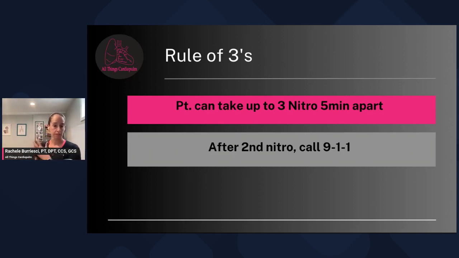In this process, you are taking vitals and assessing your patient because you have to be aware that this could progress. After 5 minutes, if the angina has not resolved, they can take a second nitro. After that second nitro has been taken, you are calling 911. If the angina still has not resolved, they can take up to 3. They should not take more than 3. Make sure that you're actively monitoring vitals throughout and writing them down, so if you do have to call EMS, you have the information ready to go.